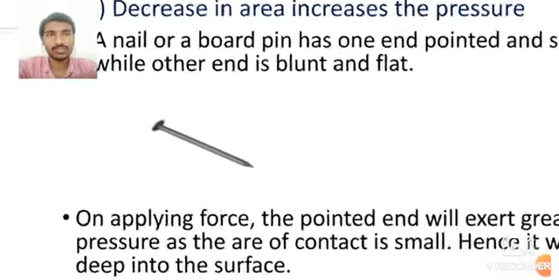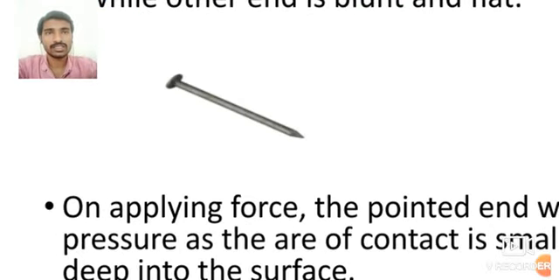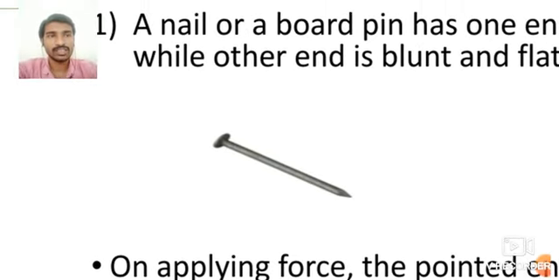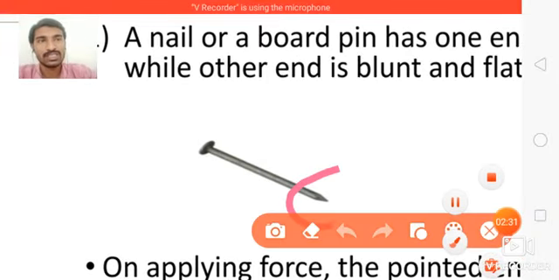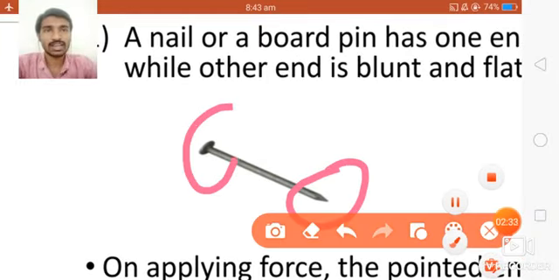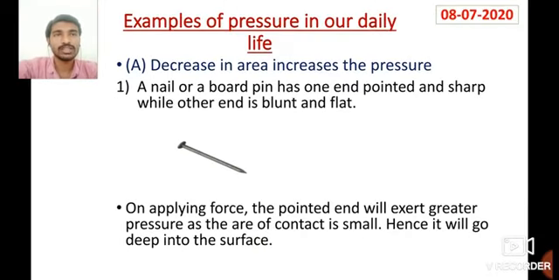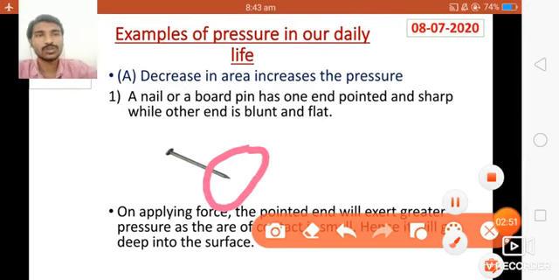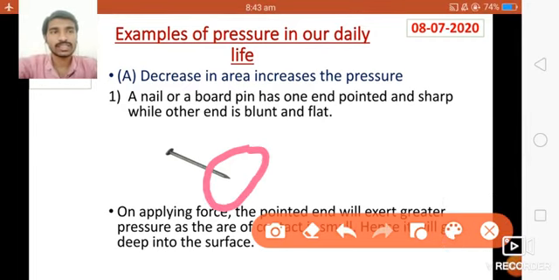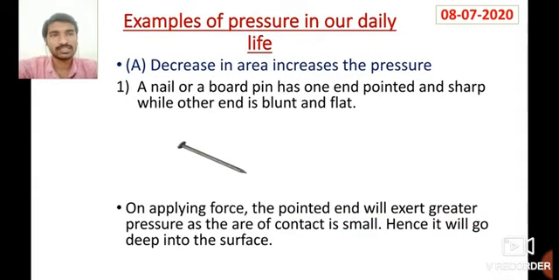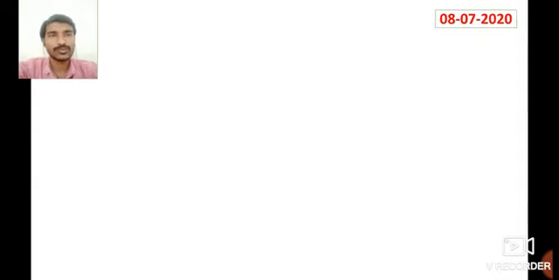So this is the picture of the nail. You can see here in this picture, this is the sharp end and this is the flat and blunt end. So when you hammer on this flat and blunt end, the nail will go deeper into the surface. So decrease in area increases the pressure. That means this area should be very small for the nail to get inside the surface. So this is the first example.